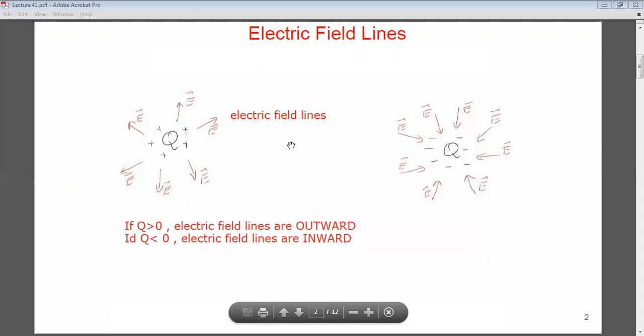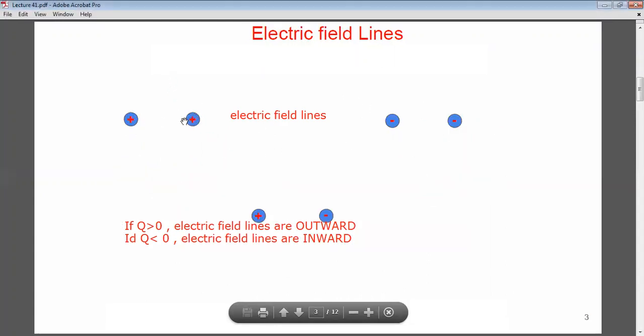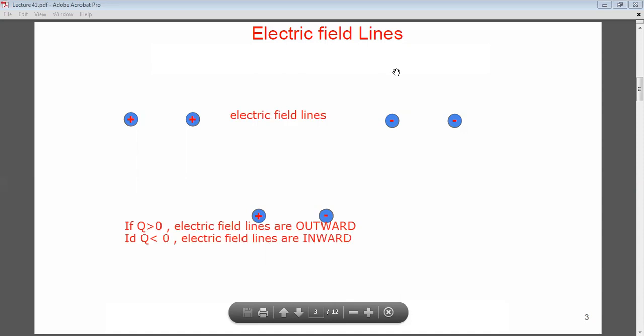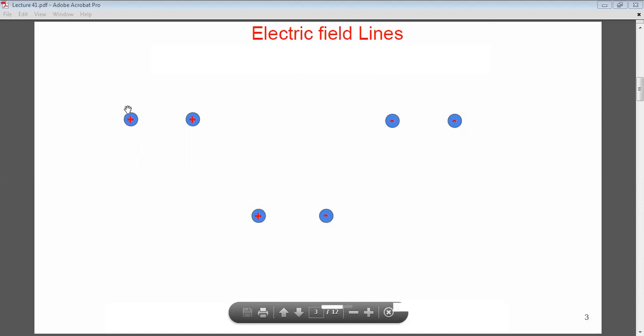Now, what happens if we put 2-point charges very close to each other? These rules still apply. If Q is positive, electric field lines are outward. If Q is negative, electric field lines are inward. So let's start. We have this point charge over here, and I want to draw electric field lines. I start away from it. It's outward, outward, outward.